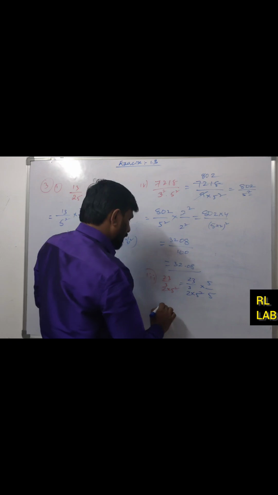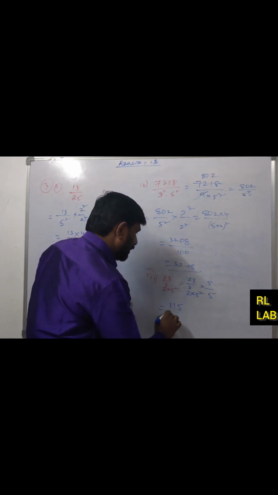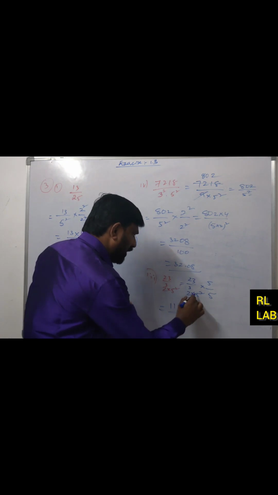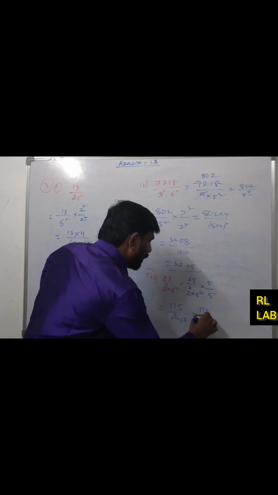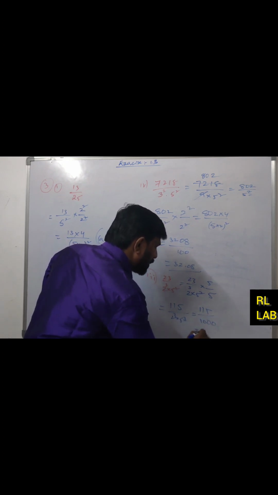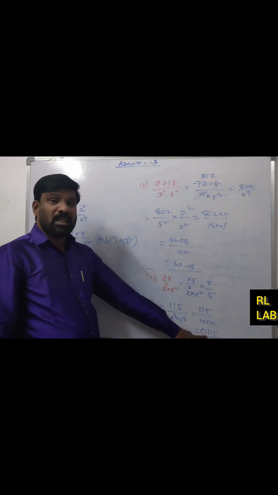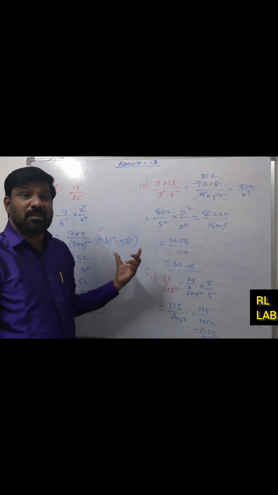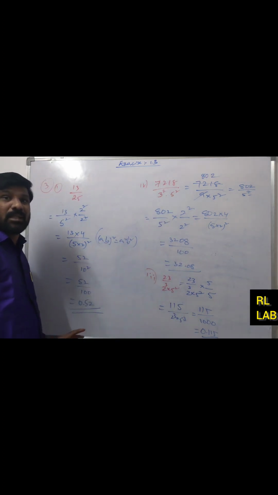5 by 5. Clear? So 23 into 5 is 115, divided by 2 cube into 5 cube, which is equal to 115 by 1000. So the decimal form of this is 0.115. So in the numerator, after 3 digits you need to put a decimal. Clear? So this is the way to find the decimal form without performing the division.